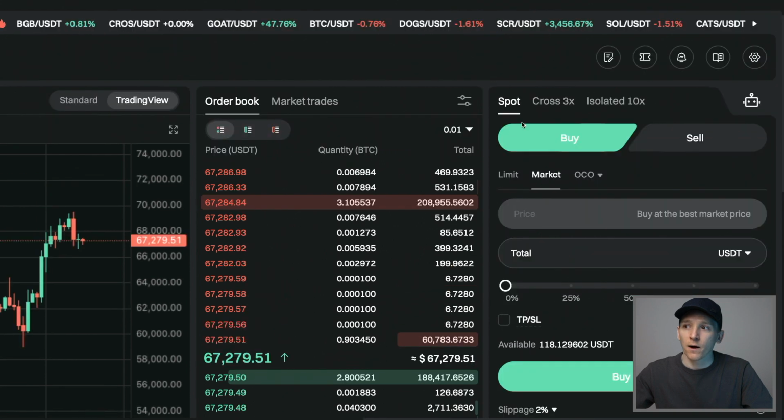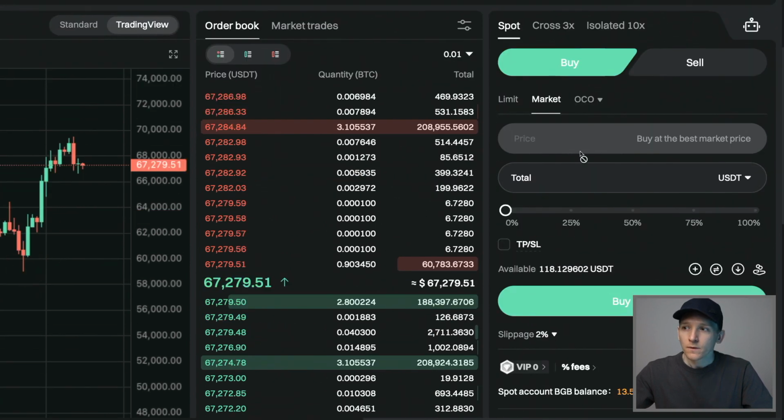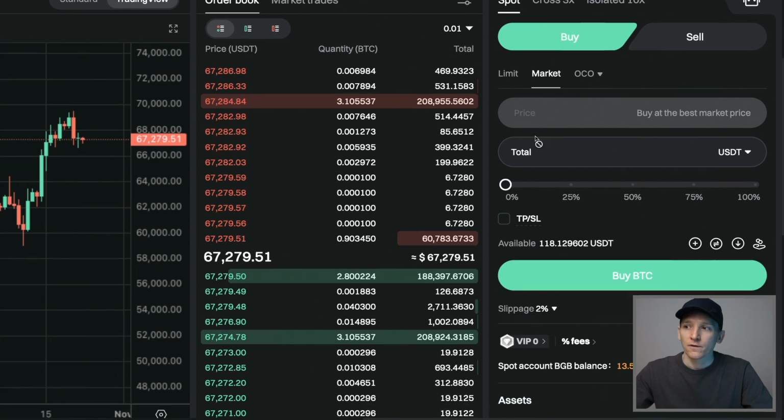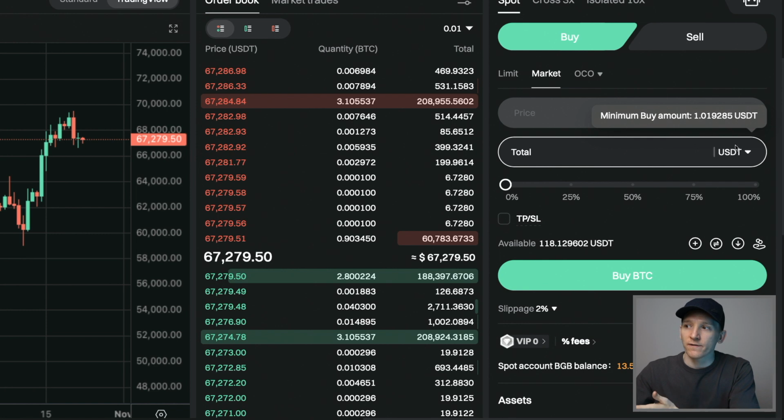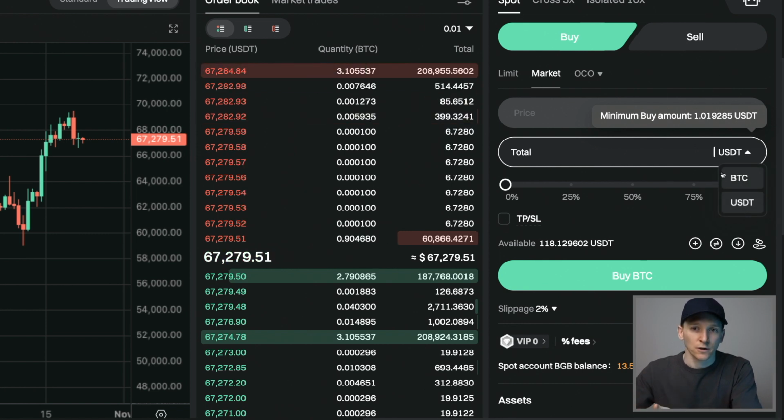So if you go to the buy and then market, you can see that we cannot choose the price that we trade at. This is a market order. So what we can choose is how much we're spending. So I've got some USDT in my account. You can choose between Bitcoin or USDT, how much you want to buy. It doesn't matter. You're just going to put USDT in here. So let's say I want to buy $50 of Bitcoin.